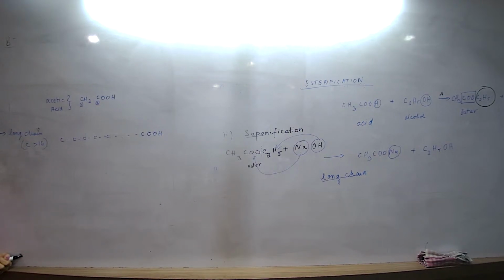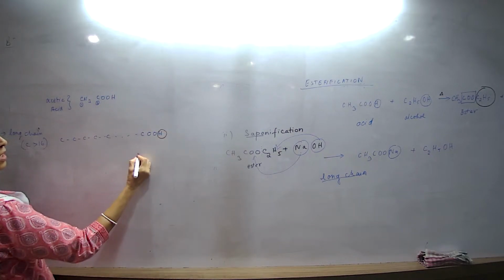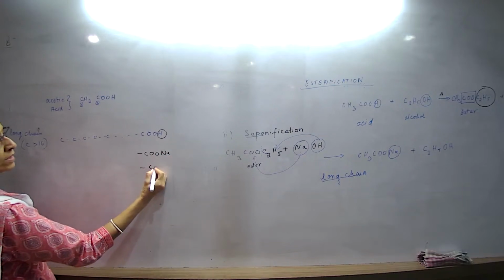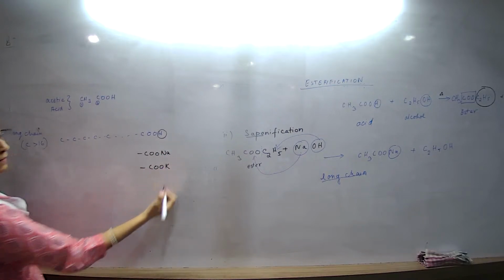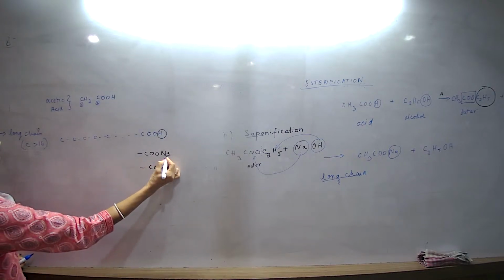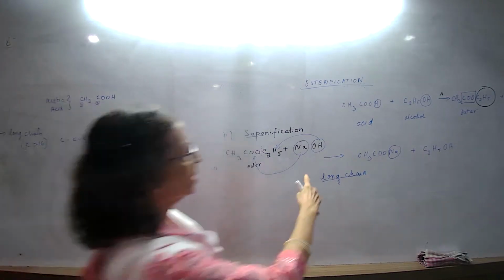Okay? Now what did I say? It is the sodium or potassium salt of long chain carboxylic acid. So instead of this H, we can have COONa, or we can have COOK. Sodium salt of carboxylic acid. What is the name here?